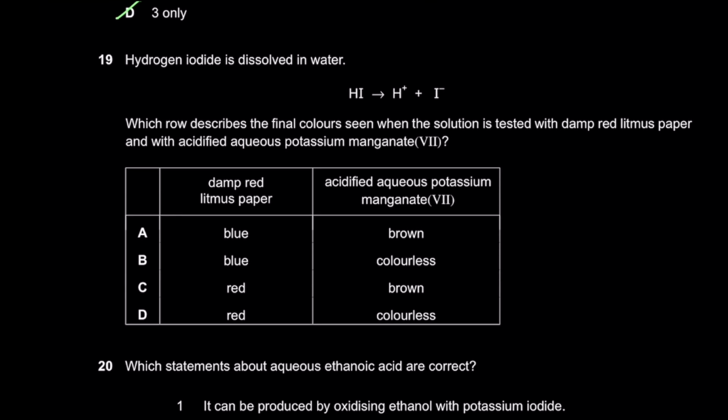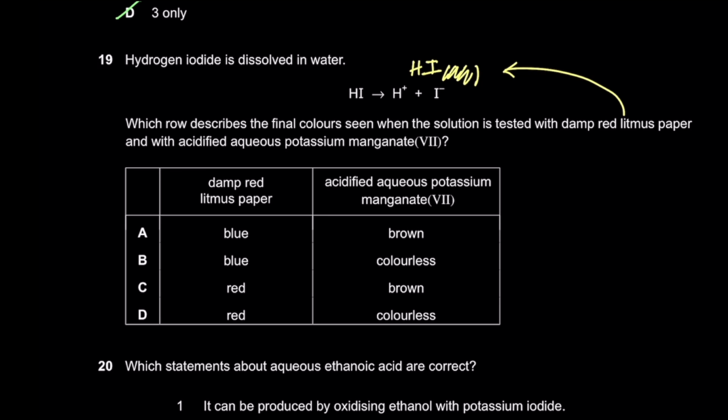Hydrogen iodide is dissolved in water. Well, obviously, if you dissolve it in water, it's no longer going to be called hydrogen iodide. It's going to be called hydroiodic acid. It's going to be an acid. And it says, which row describes the final color when you test it with damp red litmus? Sir, if you test this hydroiodic acid with damp red litmus, what will happen?